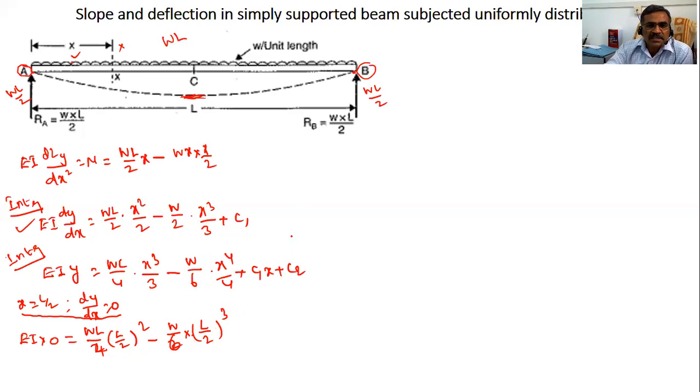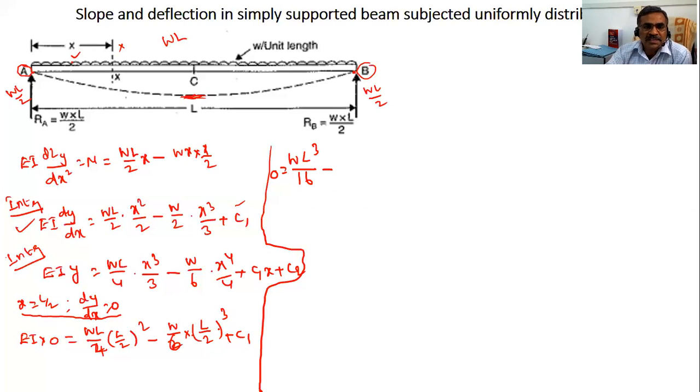Now if you manipulate this, WL, this is L square by 4. So W L cube divided by 4 into 2 is 8, and 4 into 4, 16, that is equal to 0, minus W L cube by 6 into 8, plus C1. Here it is L cube, 2 cube is equal to 8.